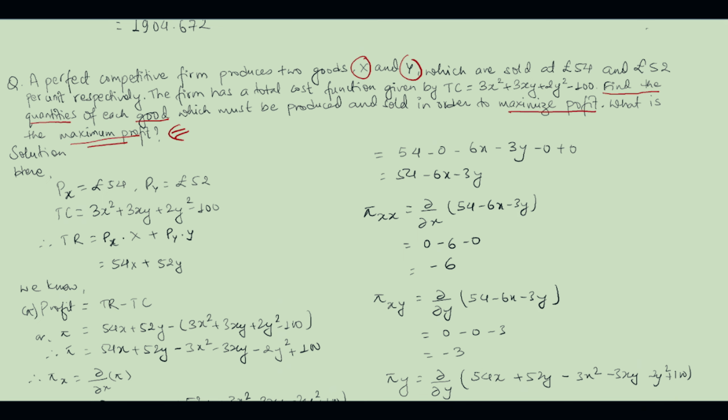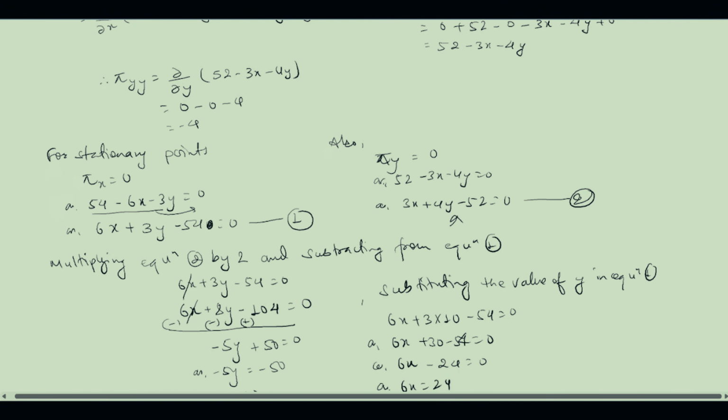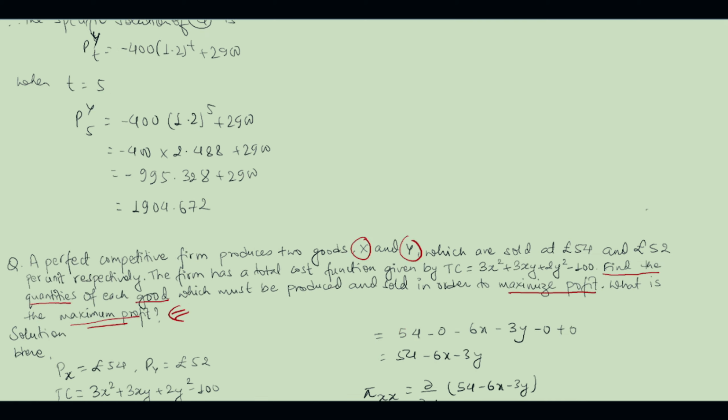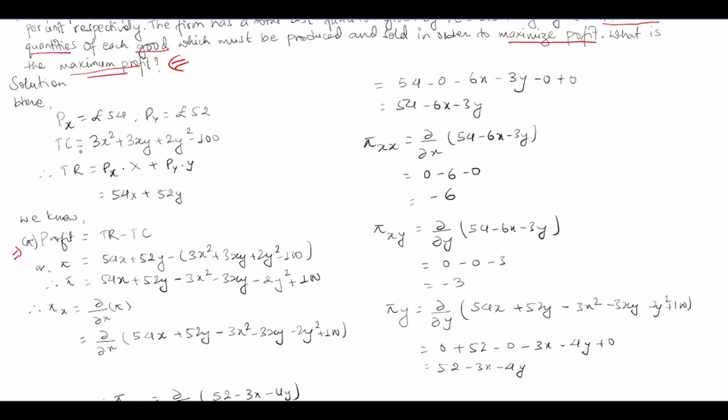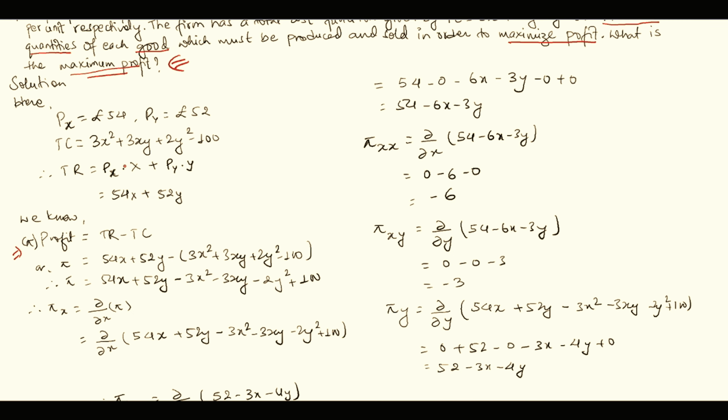What is the maximum profit? We need to find that. Yeah, these are the given things. We first will find the profit, which is obtained by total revenue minus total cost. The price of each quantity is given: Px equals 54 pounds and for the y type it is 52 pounds. Revenue means the price of x times its quantity x, plus the price of y times its quantity y. We'll get 54x plus 52y. We'll find the profit using the formula profit equals total revenue minus total cost.